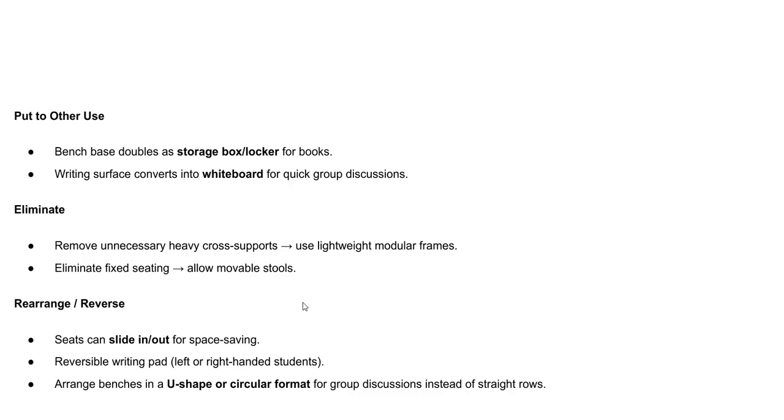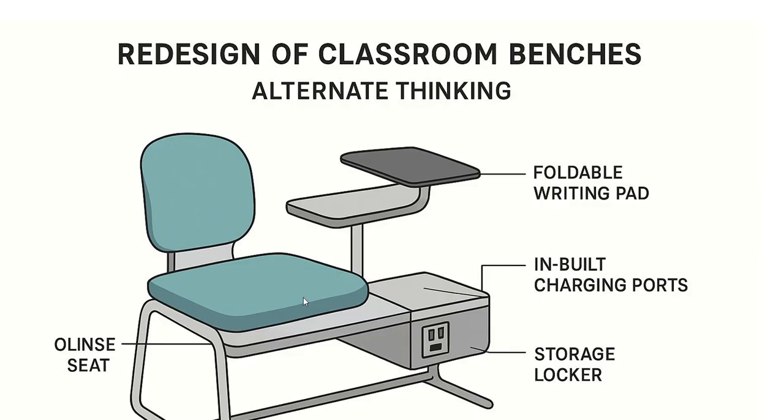Rearrange or reverse: seats can slide in and out for space saving. Reversible writing pad for left or right hand students. Arrange benches in a U shape or circular format for group discussion instead of straight rows. This is the redesigned classroom bench: alternative thinking, foldable writing pad, inbuilt charger port, storage locker, movable seats for students.